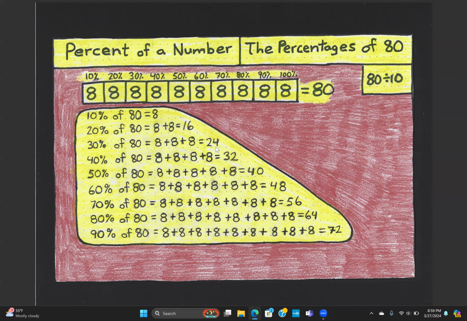You have been given quite a bit of information, so this would be a good time to pause the video if you need to, or replay the video as many times as you need to gain a deeper understanding of a percent of a number.